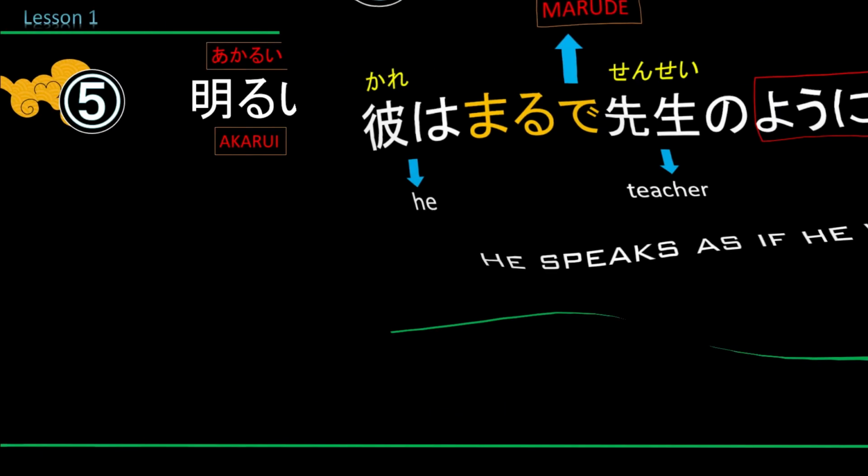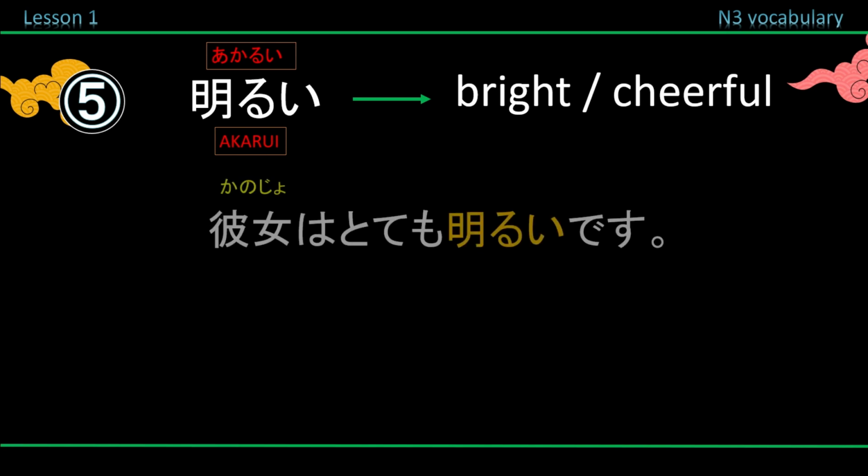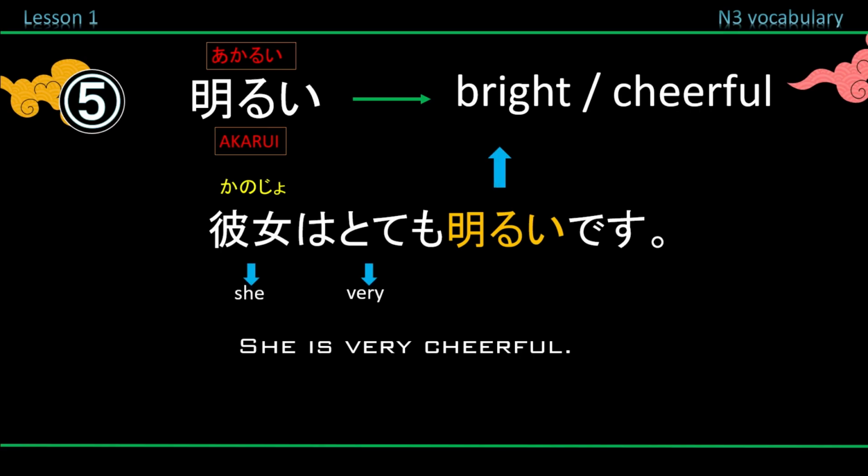Next, we have the word akarui. Akarui means bright, cheerful, or positive, especially when we are talking about a person's personality. So let's look at an example sentence. 彼女はとても明るいです. This simply translates to, she is very cheerful. On the screen, you can see the meanings of words like 彼女 and とても. Here, 明るい is not just about physical brightness, it also describes someone's character.